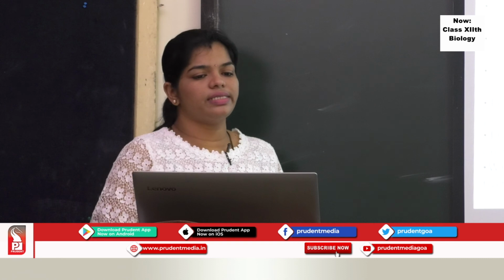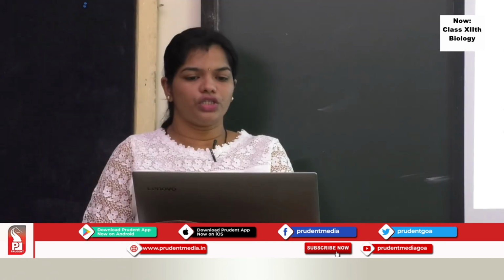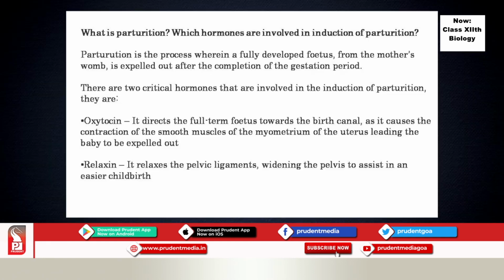The next very important concept is the menstrual cycle. Each phase is with the role of hormones. Very important, students. Please make a note of this. Parturition, what is parturition and which are the hormones related to this? The process of the developed fetus being expelled from the mother's womb is parturition. There are 2 hormones: oxytocin, which is involved in uterine contraction, and relaxin, to relax the pelvic ligaments once the parturition has taken place. Okay.